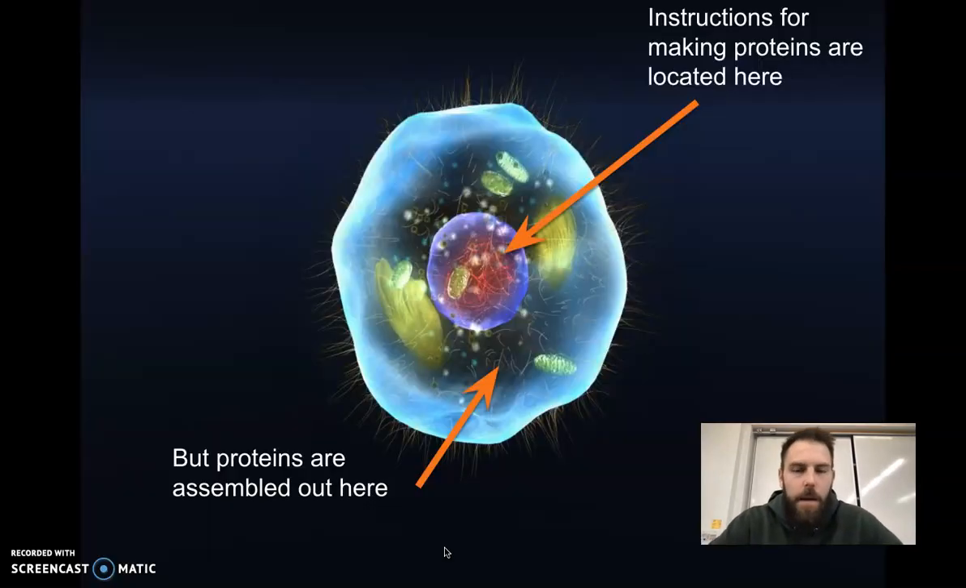But there's a problem. The instructions for making proteins are located here in the nucleus, aka the DNA is in the nucleus. But the ribosomes that actually make the proteins are out here, and the ribosomes aren't going to make a protein unless they get that message. So this is where RNA comes in.